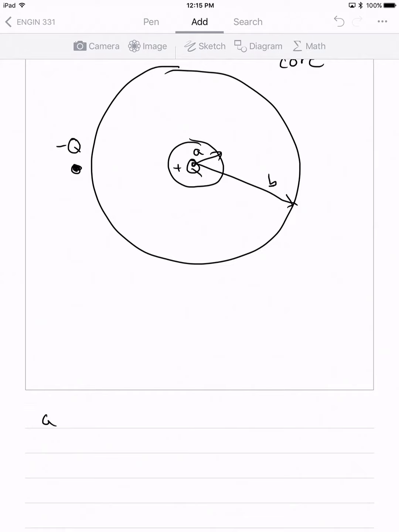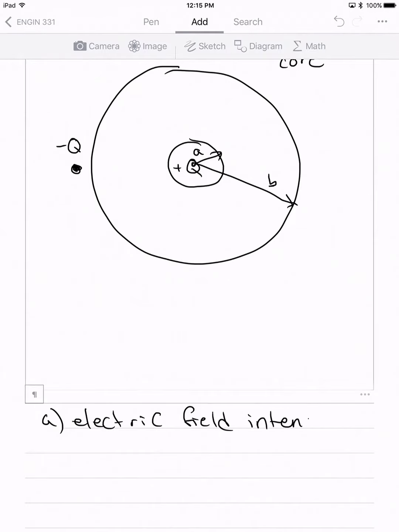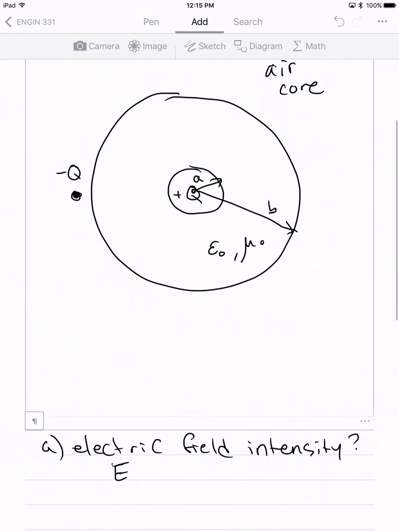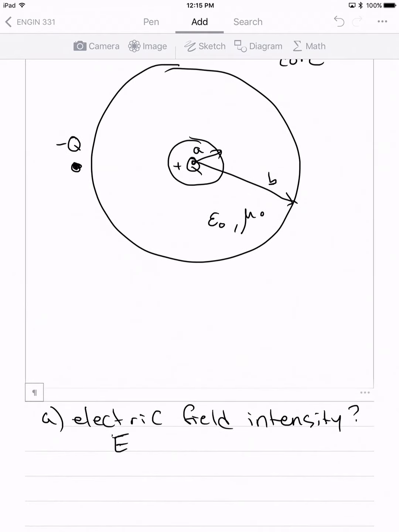So, part A, electric field intensity. What is that? That is E. So how do we find E given this Q? It says air core, so we know that the material in between here just has epsilon naught and mu naught. And then what we need to do is figure out what the electric field intensity is between the two conductors.